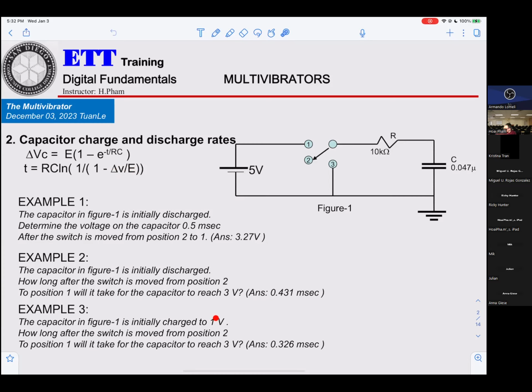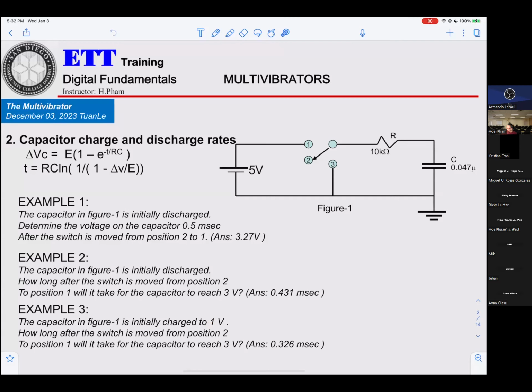Can you tell me what delta V equals? Number 3. If you read it, you can see initially they charge to 1 volt, which means at the beginning they already have 1. And they want to move until the capacitor charges to 3 volts. So delta VC will be 3 minus 1.